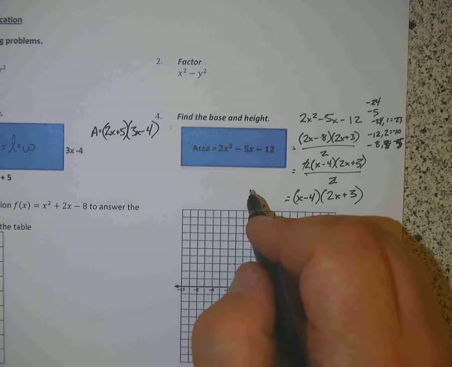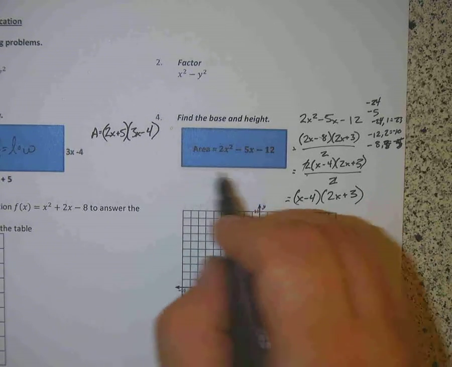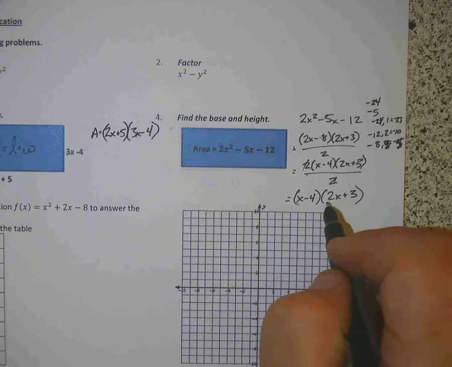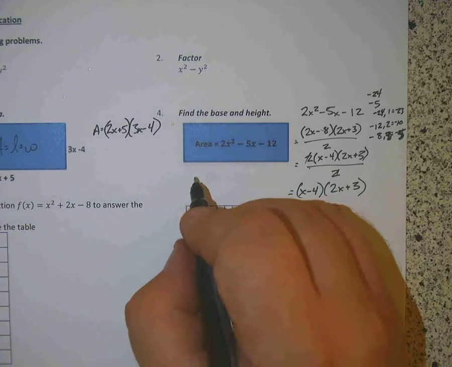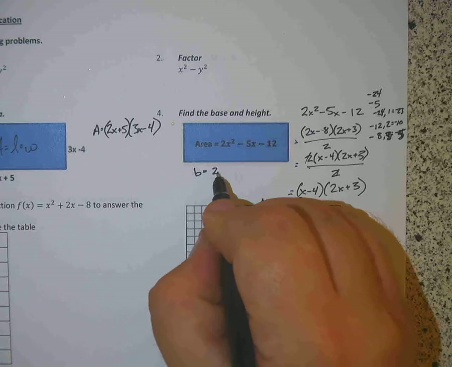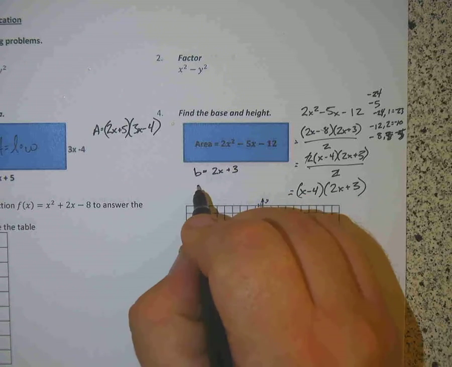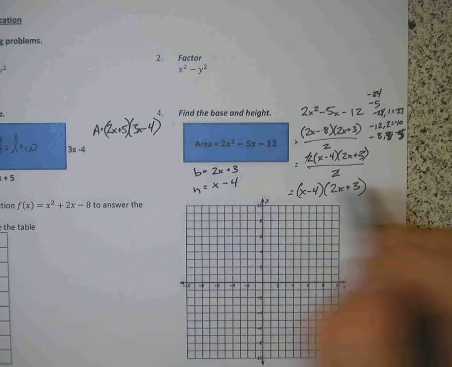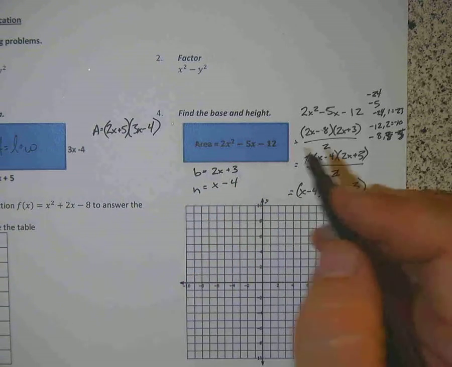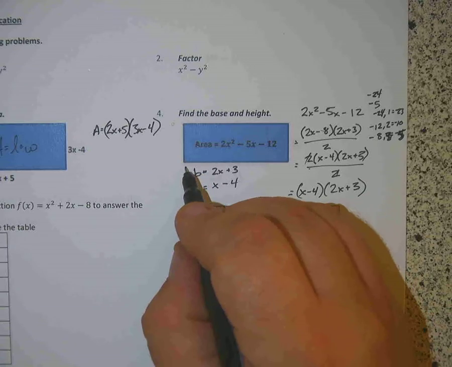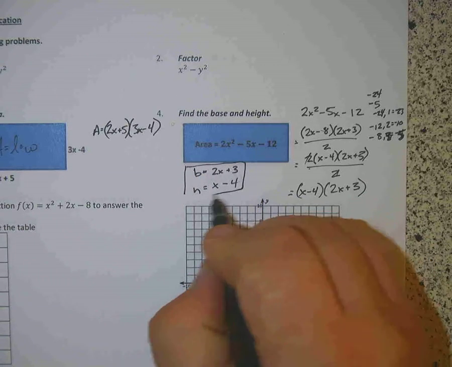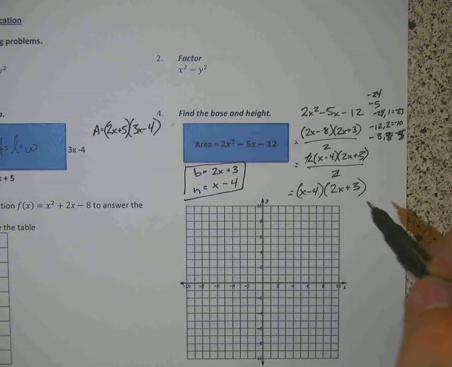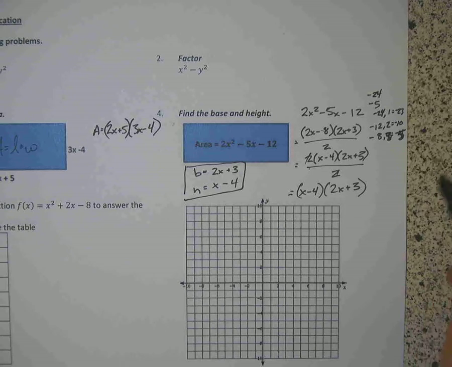So I would probably say, to answer this question, the base is the longer side, so I'm going to guess that it's the 2x plus 3. And the height is the shorter one, so it's x minus 4. If you just said those two were your answers, you'd be just fine. I just want to know that you can factor it and know that when you factor the area, you're going to get 2 side lengths.